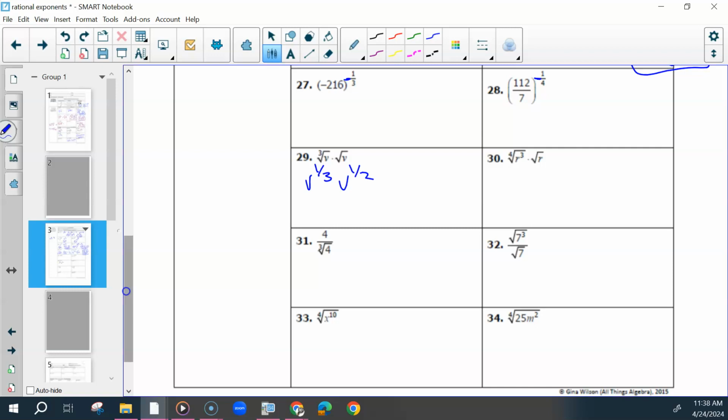And then if we are multiplying like bases, we're adding those exponents. We're going to have to change both. Multiply this one by 3, this one by 2. Add them together. Actually, I'll just rewrite it first.